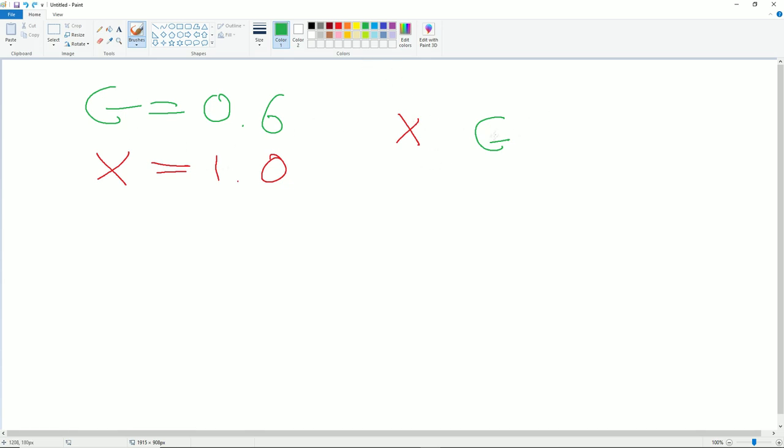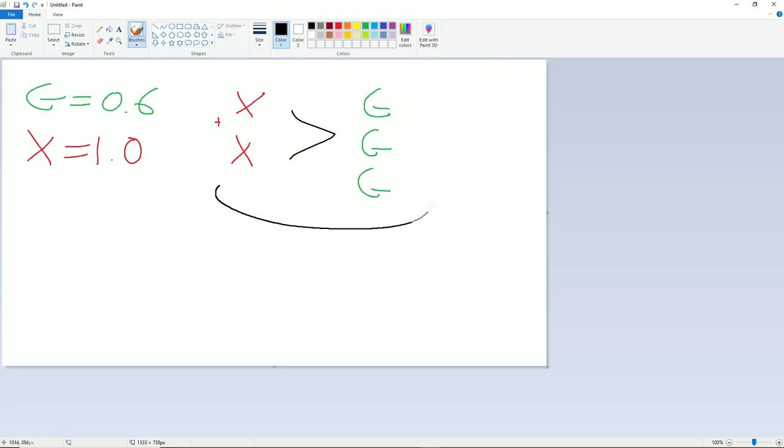But what happens if we had 2 Gs? Well, now you can see that if you add 0.6 to 0.6, the green G now weighs 1.2. 1.2 will take priority over the 1.0 X. Again, if we were to have 2 red X's, this would weigh 2.0, and 2.0 is still greater than 1.2. So even if you had 2 greens, or if you had 3 for that matter, it would only weigh 1.8.